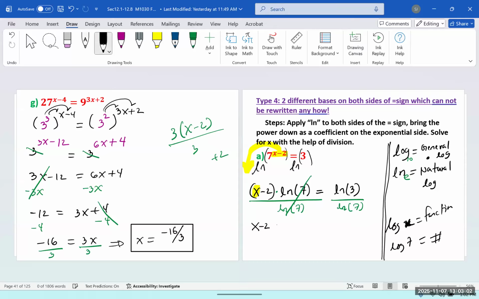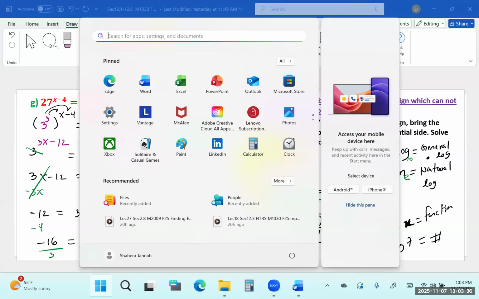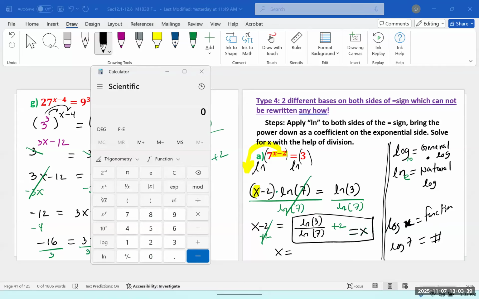You have x minus 2 equals ln of 3 divided by ln of 7. And now life is easy. All you have to do is add 2 to both sides. So whatever we have, that's our x. If it's in the non-calculator portion, you stop here. But most likely it will be in the calculator portion. So if it's in the calculator portion, you have to go to your calculator. And depending on what type of calculator you have, you are going to find this number differently.